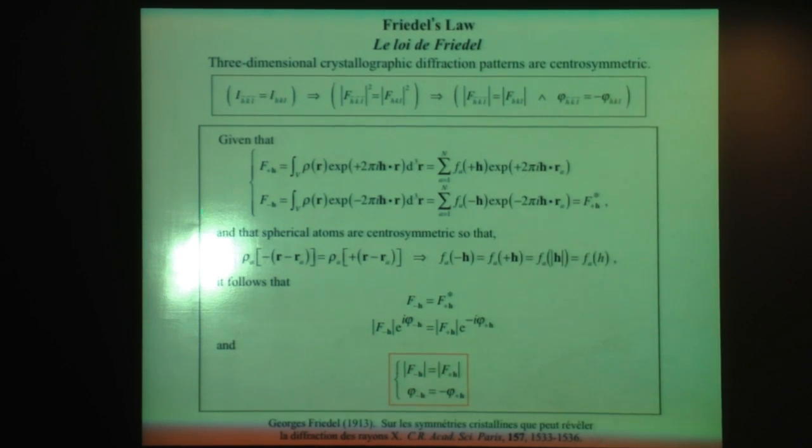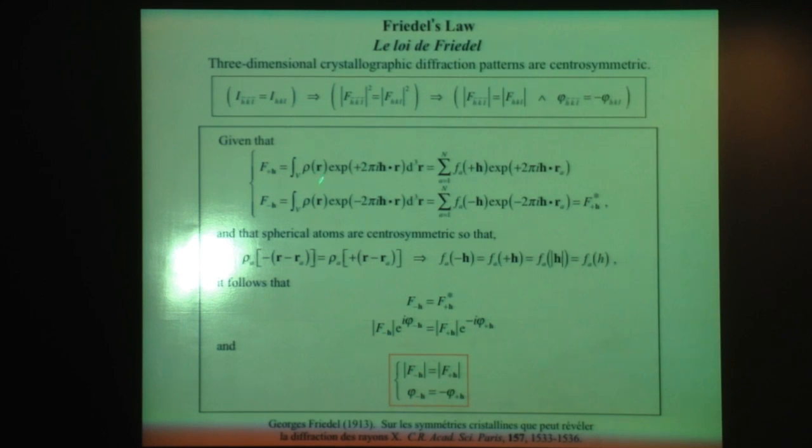It comes about in terms of the basic expressions we're using. We can write down the structure factor for the plus H reflection. First, we can write it as a triple integral over the unit cell electron density distribution, or as a finite sum over the n atoms of the unit cell. Similarly, for the negative H reflection, we have the exactly analogous expressions, but with the H replaced by negative H.